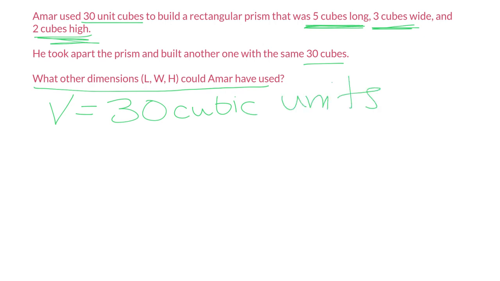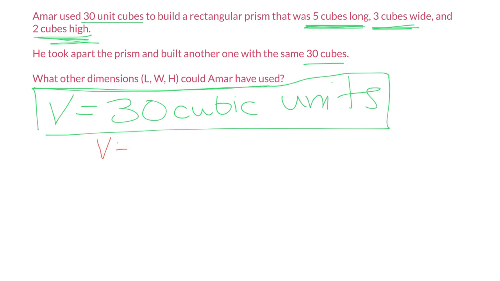Now again, what we've usually been trying to find this week is volume. So this is kind of an interesting problem. We already know the volume of the rectangular prism, but we're going to work backwards to see if we can build another rectangular prism that has a volume of 30 cubic units. So let's use our volume formula to do this.